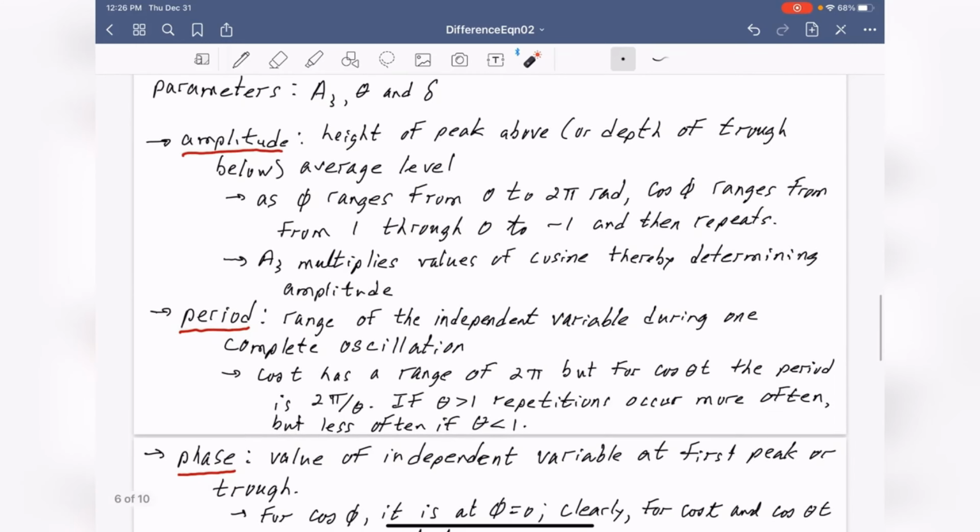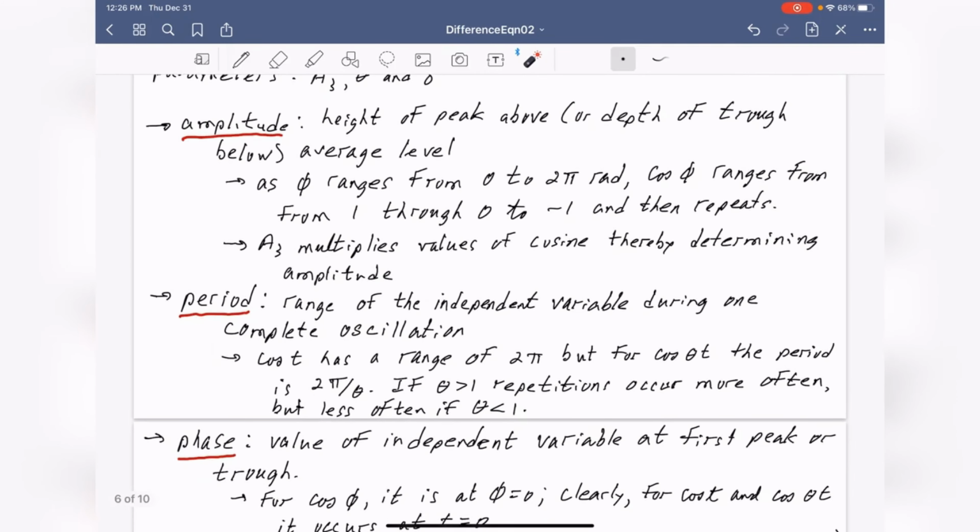The period is the range of the independent variable during one complete oscillation. So cos of t has a period of 2π, but for cos θt, the period is given by 2π over θ. If θ is greater than 1, repetitions occur more often, but less often if θ is less than 1.